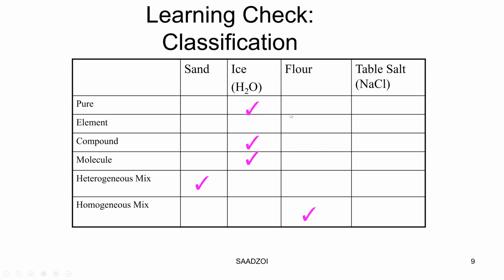Flour, homogeneous, just looks like one thing. There's a bunch of stuff in it, but you can't tell by looking. And table salt, we have another compound. Here, it's a pure substance and a compound. Why is it not a molecule? Because this is called an ionic compound. Ionic meaning a metal and a nonmetal. Two nonmetals is a molecule. Metal and nonmetal, we consider an ionic compound, not a molecule, and that's the difference. So that's matter in a nutshell, basically.